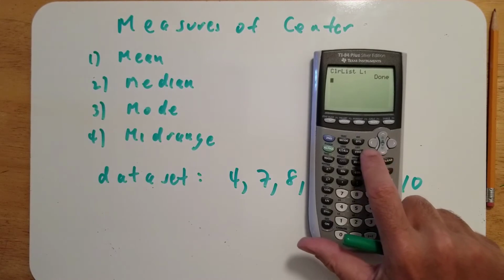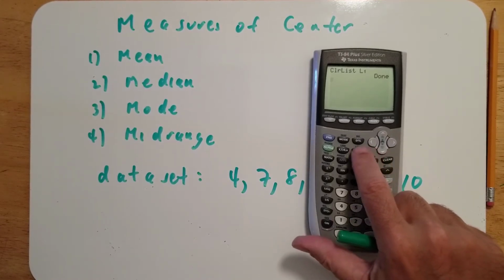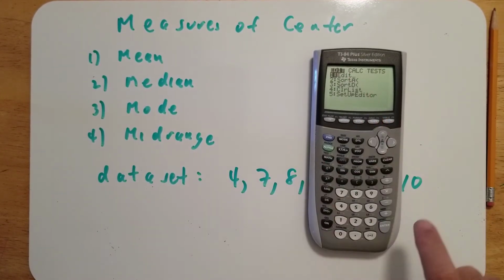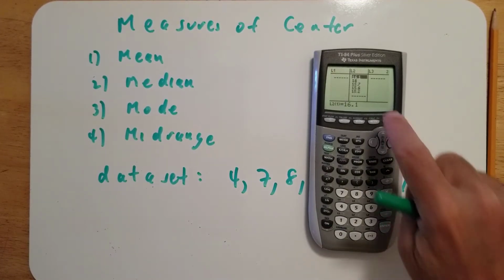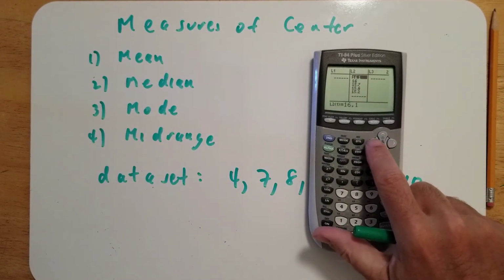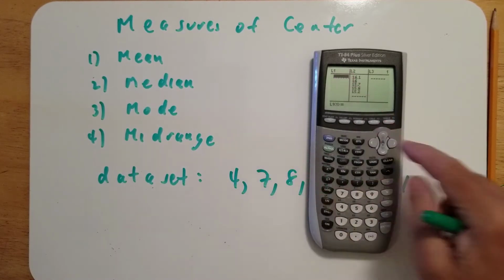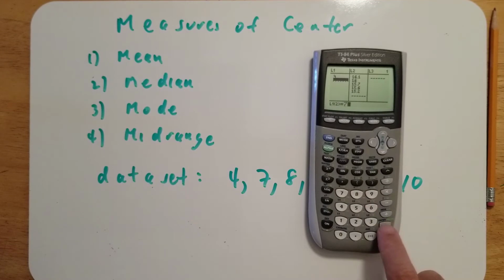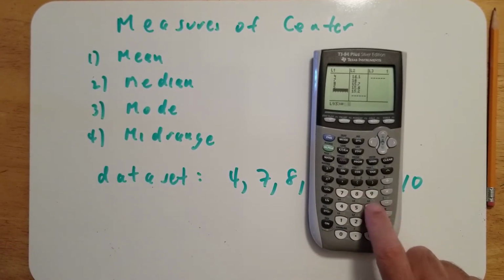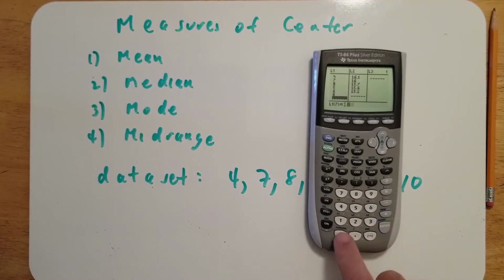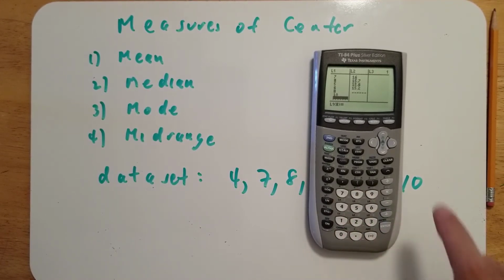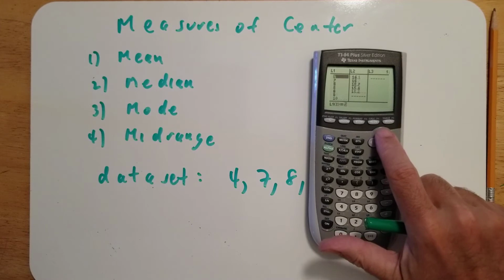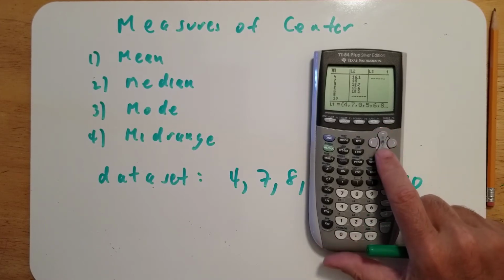I'm going to enter those numbers into the list in the following way: stat again, and the first thing on that menu is edit. See, I have some junk in list 2, which I should have cleared out, but it doesn't matter. So I'm moving over to list 1. I'm going to enter those numbers: 4, 7, 8, 5, 6, 8, 10. When you enter a bunch of numbers, it's so easy to make a mistake that I'm going to just double check. 4, 7, 8, 5, 6, 8, 10.